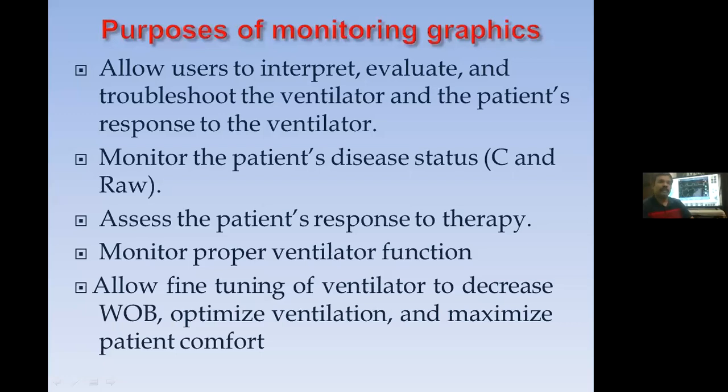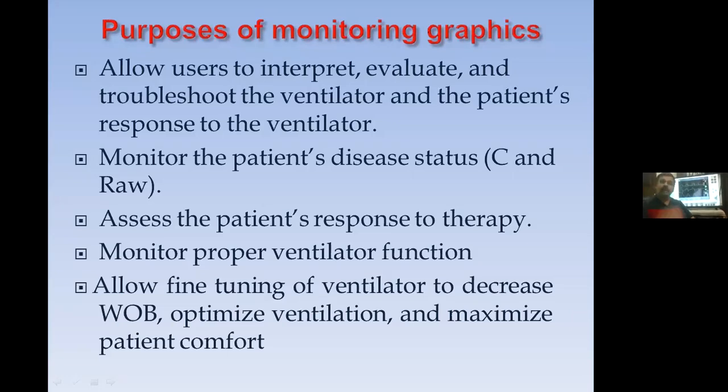So all those things can be easily found using these graphics. We can fine-tune the ventilator to reduce the work of breathing, to optimize the ventilation, as well as to maximize patient comfort. So this is the main purpose of monitoring the graphics.